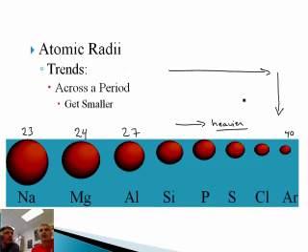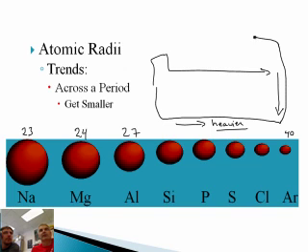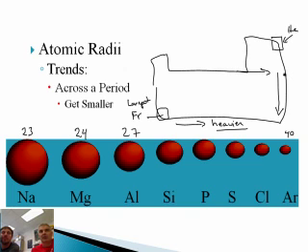Let's learn about that. Let's look at the periodic table here. Let's pretend this is the periodic table right here. The biggest atom on the periodic table is right here, which is francium. It's the largest of all the atoms. And the smallest atom is helium. As you go across, they get smaller, and as you go down, they get larger. Remember to understand that.